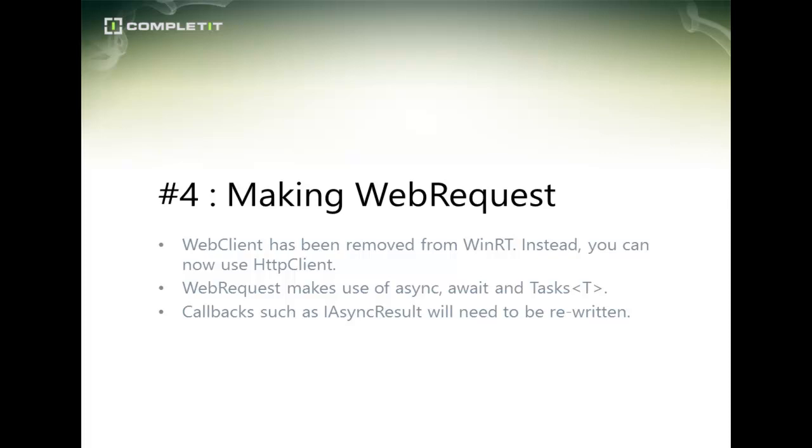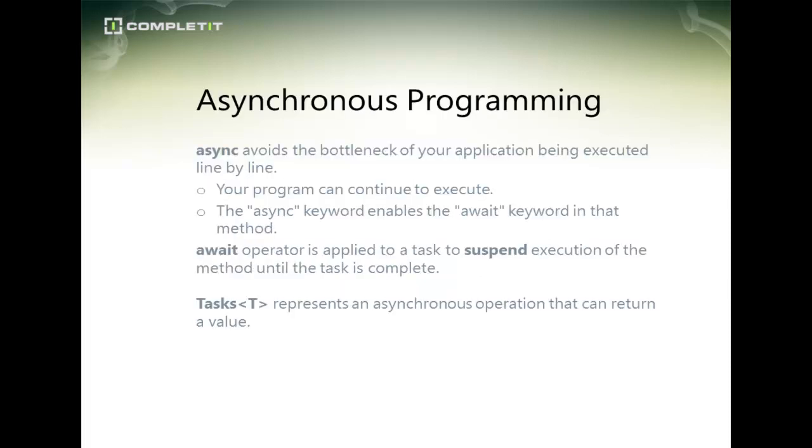Also, WebRequest makes use of async, await, and Task<T>. Now, we'll go into what exactly async, await, and Task<T> is in just a second. One other gotcha that I found in just one of my applications was that callbacks such as AsyncResult need to be rewritten. So if you're using AsyncResult already in your Silverlight application, then you're going to need to be rewriting that. So let's talk briefly about asynchronous programming.